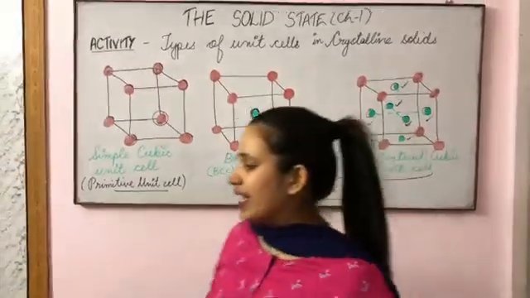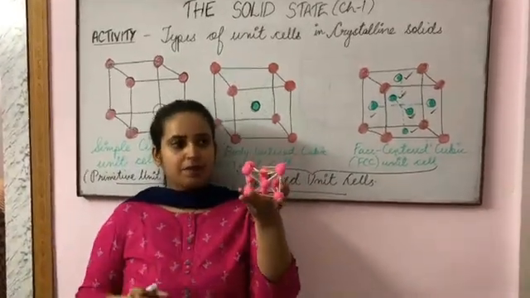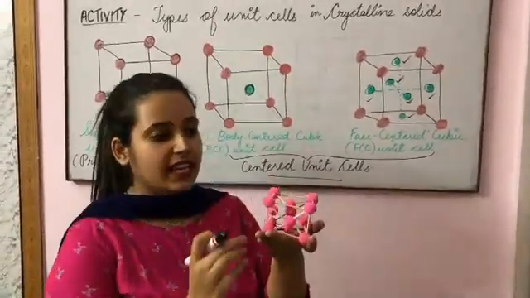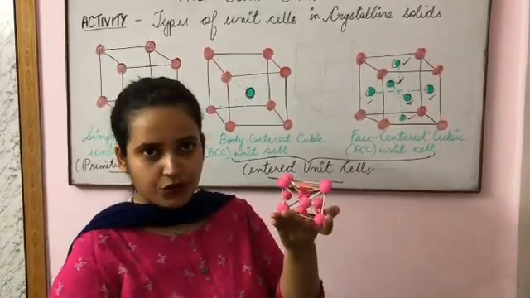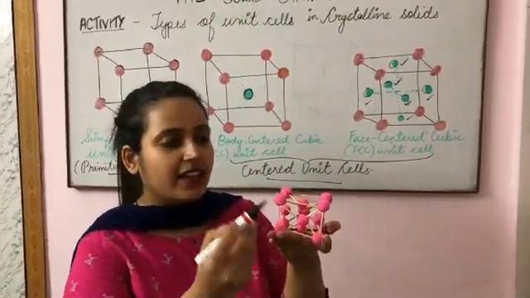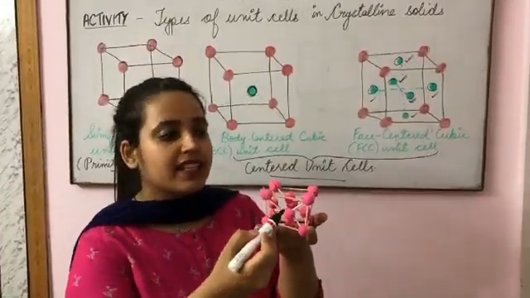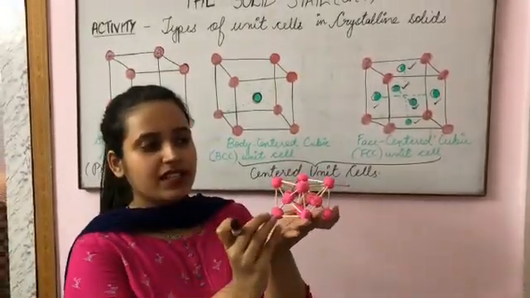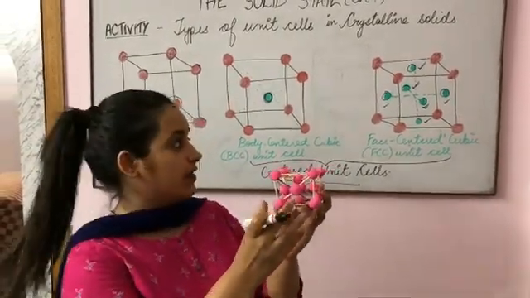Talking about its 3D model, it can be shown with the help of this structure. Now in this structure, you can see that constituent particles are occupying the corner position, and each face is having the constituent particle at the center. So this is the 3D model of a face-centered cubic unit cell.